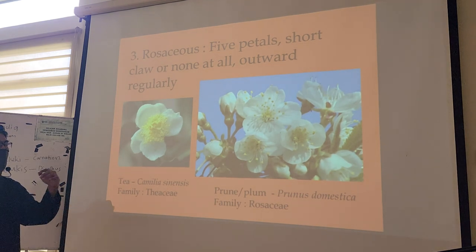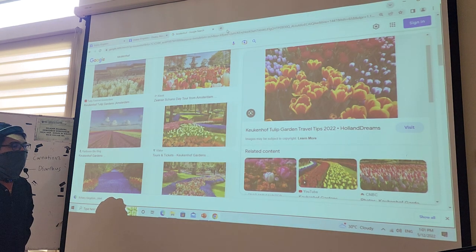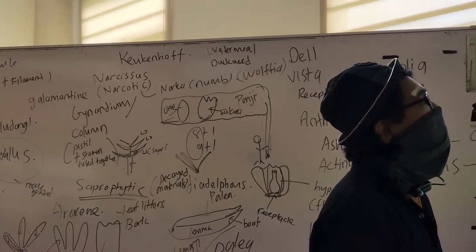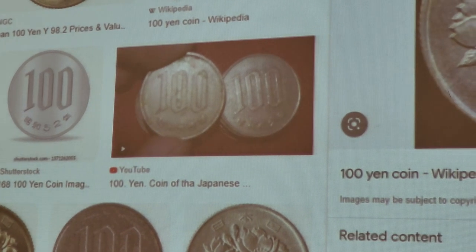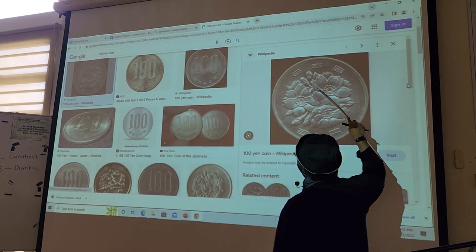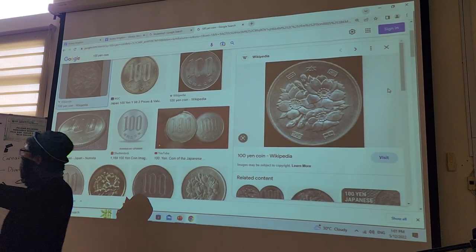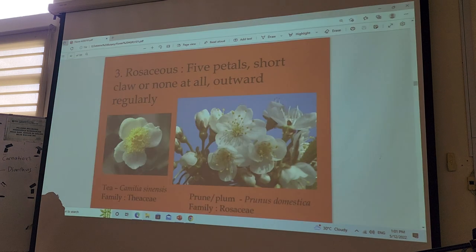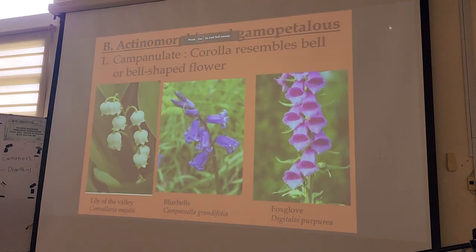Nak tahu bukti? Go. Image. Google image. Search 100 yen coin. Image. Kan ni? Can you look at this? Inilah benda dia, sakura. 100 yen, duit seratus yen tu is actually the true sakura. Okay, banyak pula cerita sakura ni kan? Okay, go on. Macam, how do I know? I think ada duit sakura somewhere in my bag. Duit sakura, duit 100 yen.